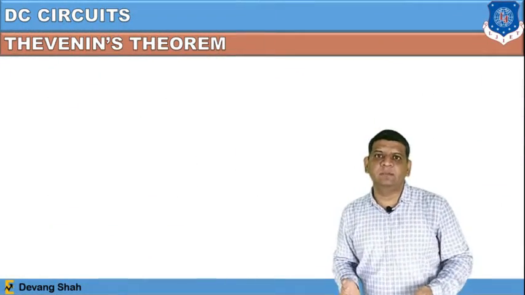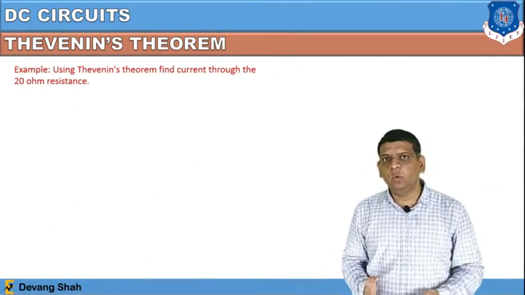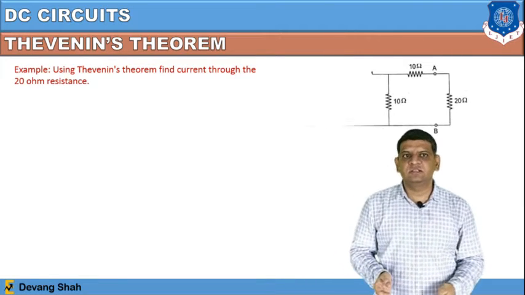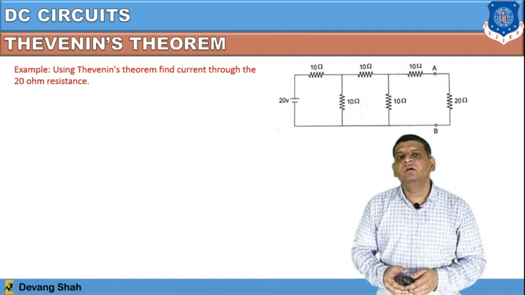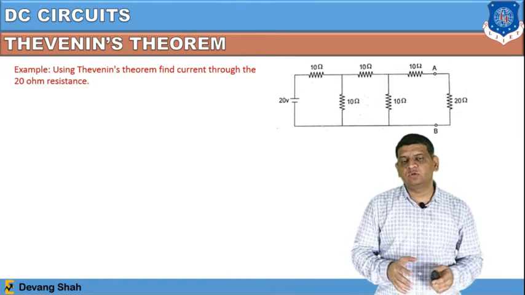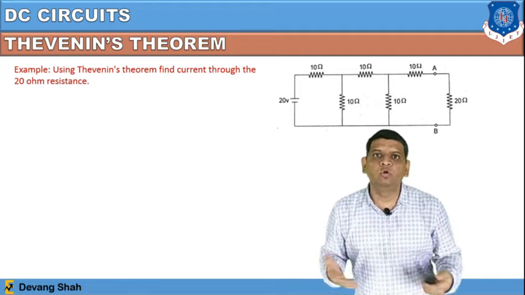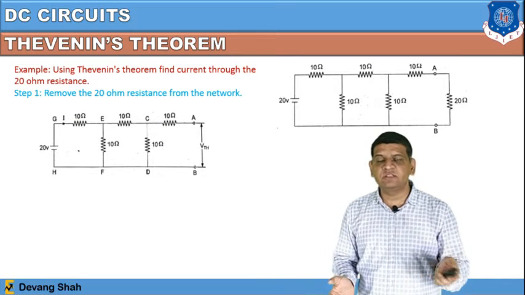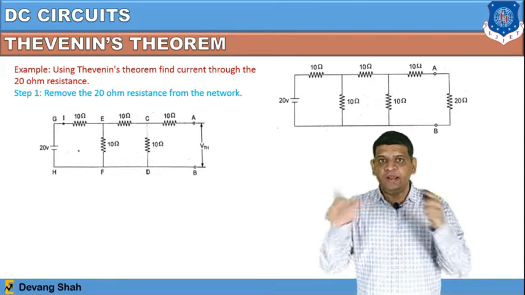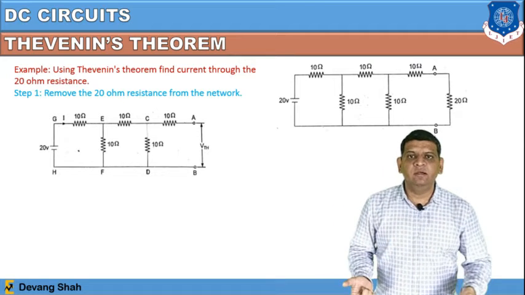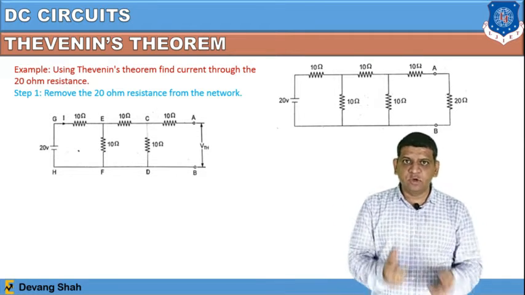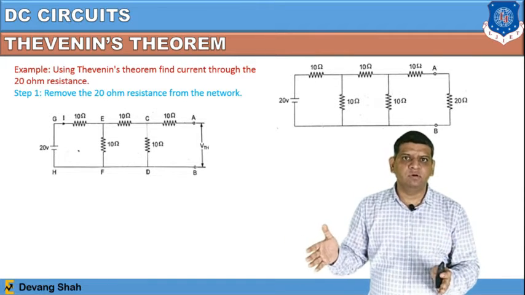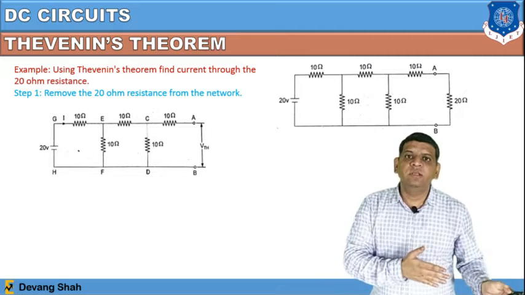So we define one example here. Let's say my example number 1, which uses the Thevenin theorem: find the current through the 20 ohm resistance. Now this is the circuit where you have to find the current passing through the 20 ohm resistance. So I consider the 20 ohm resistance as my load resistor. My first step is to remove RL, that means I have to remove the 20 ohm resistance from the network, and for the rest of the part my job is to find VTH and RTH, right? So the equivalent voltage and equivalent resistance of the rest of the active network once I remove the RL, right?